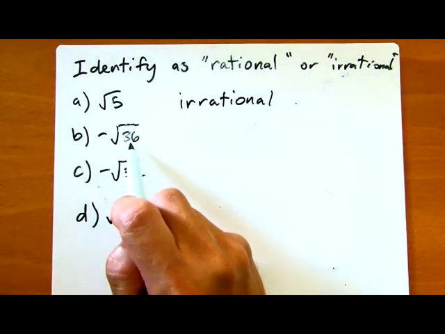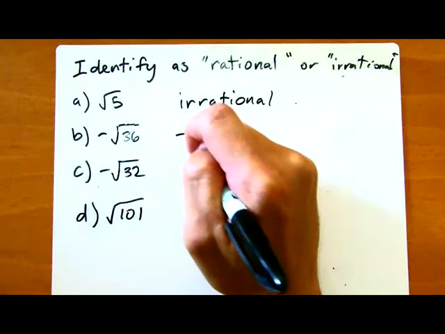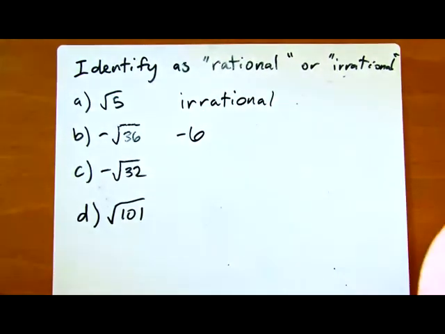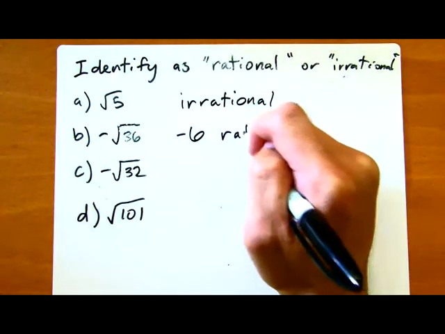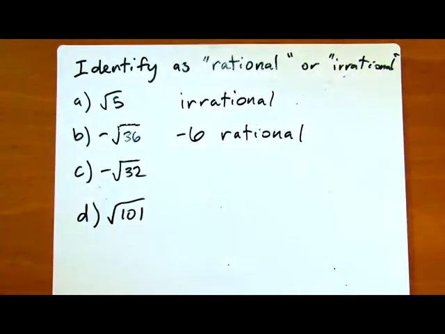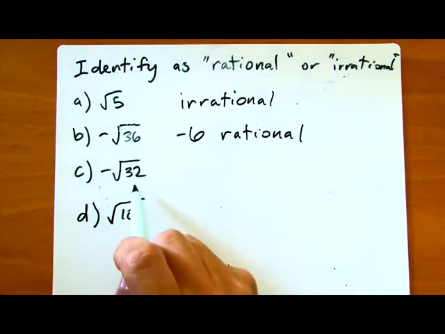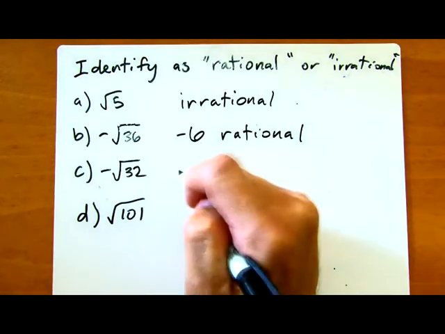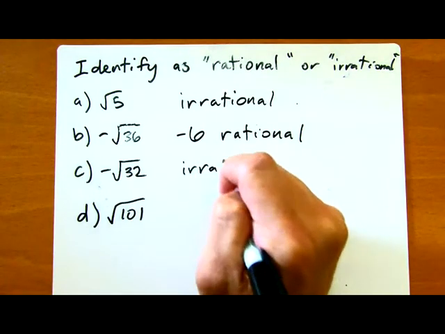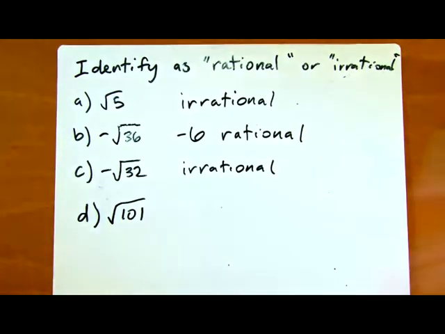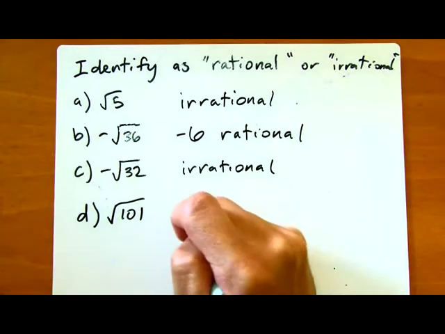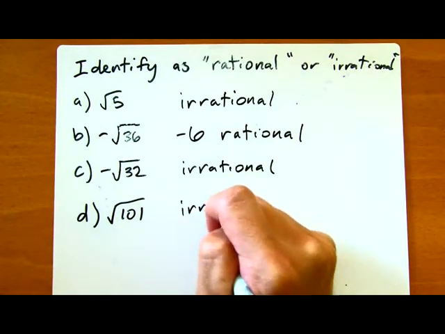This, if I square root, is negative 6, which I can write as a fraction, so this one is rational. It doesn't square root nicely. This one is irrational. Same here. This one also, you can't write as a ratio of two integers.